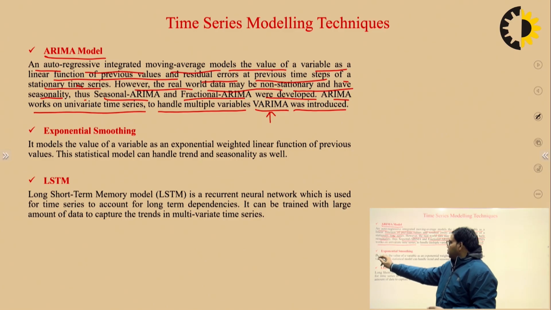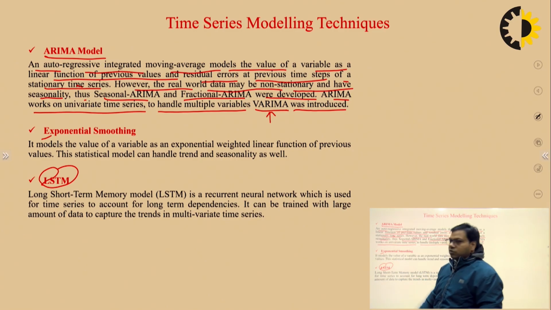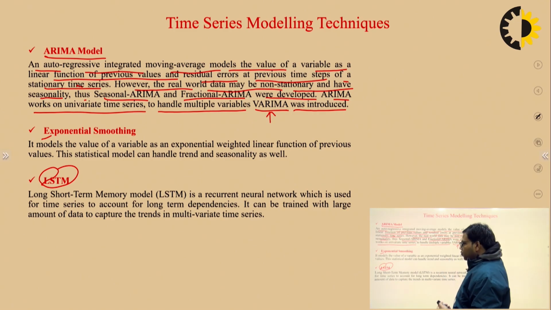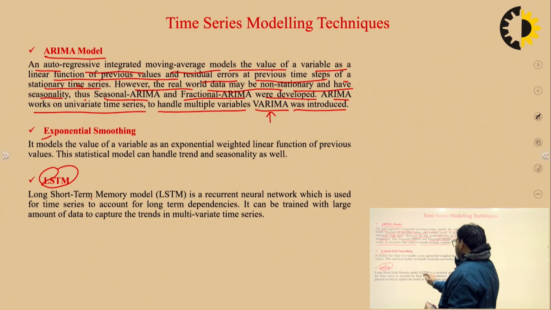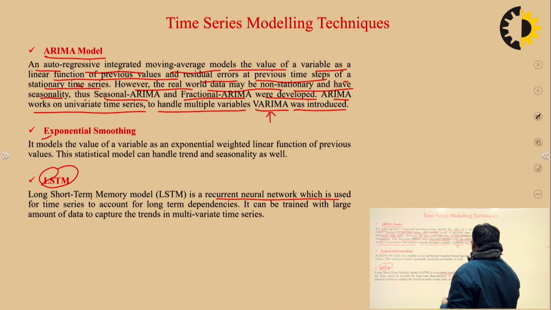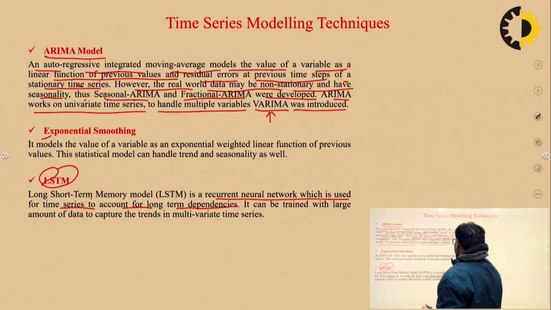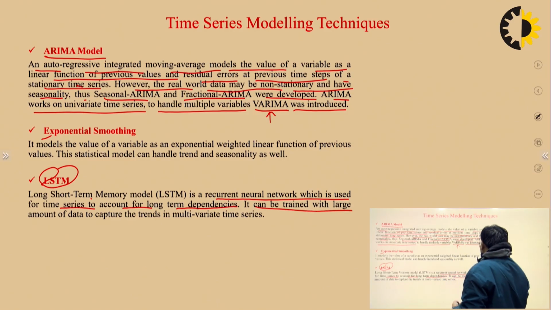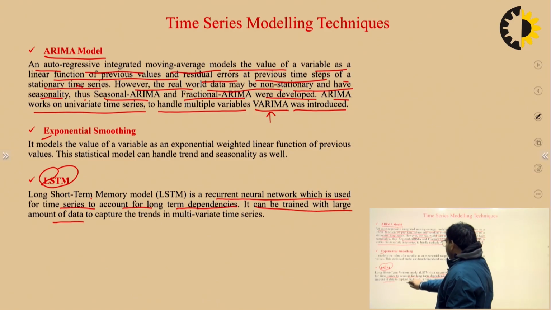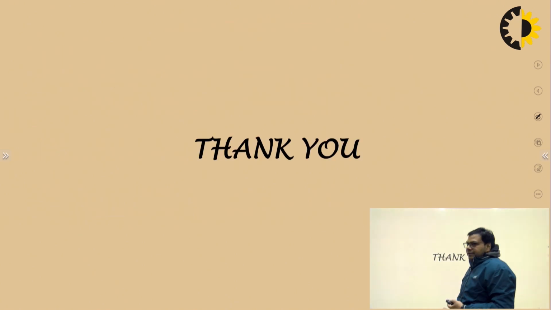Likewise, there are exponential smoothing models, and LSTM. LSTM is also a very popular technique and used widely. Long short-term memory models: LSTM is a recurrent neural network used for time series to account for long-term dependencies. It can be trained with a large amount of data to capture the trends in multivariate time series. So this is all about time series analysis. Thank you.